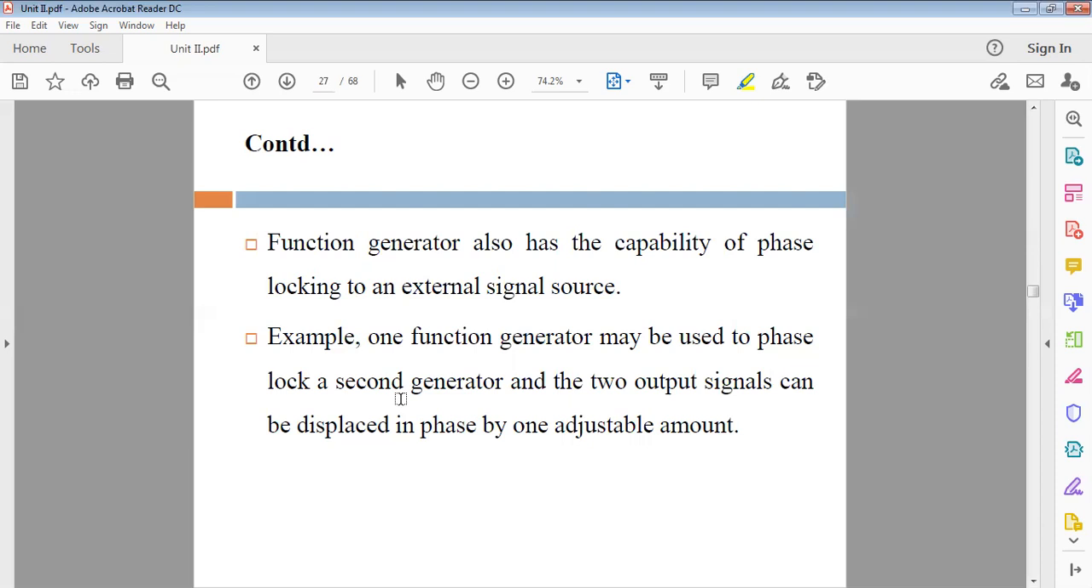Similarly, we can also phase lock the signal of the first generator to the harmonics of the sine wave component of the second signal generator, so that it provides the resultant wave, which is the sum of these two signals, that is, the harmonic component and the fundamental frequency of the signal will be produced.